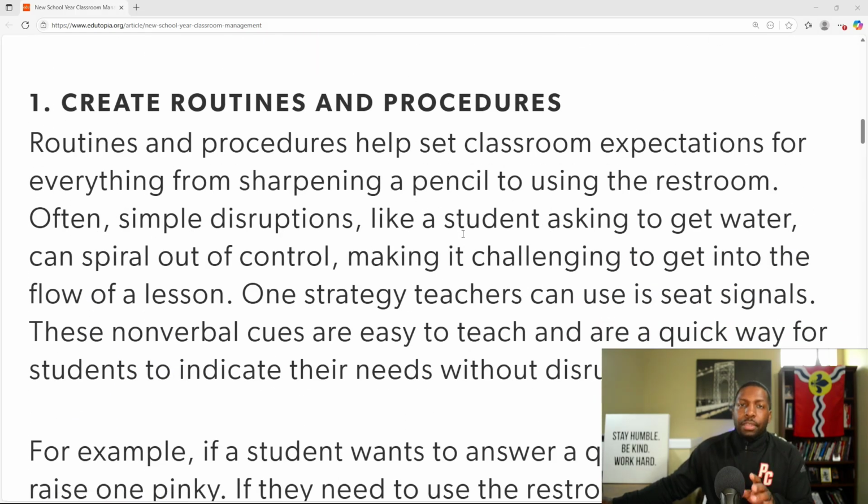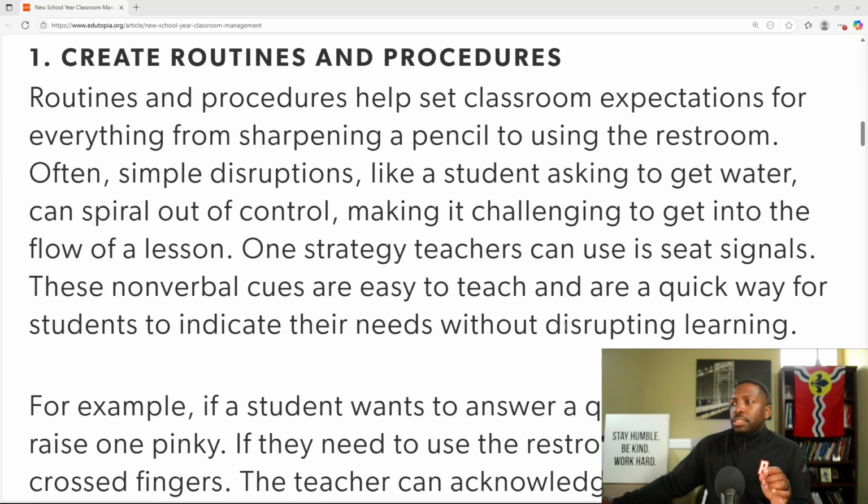Number 1, this is key. Create routines and procedures. Students need to understand what's going on, and what's going to happen in the class. Routines and procedures help set classroom expectations for everything from sharpening a pencil to using the restroom. Often simple disruptions like a student asking to get water can spiral out of control, making it challenging to get into the flow of the lesson. That's very true, because you have one student ask, then another, then another, and before you know it, the flow of your lesson is all messed up.